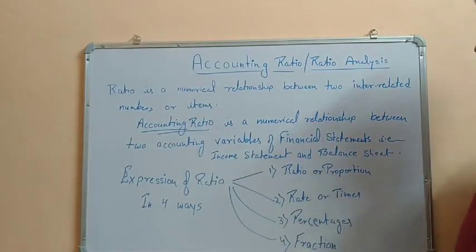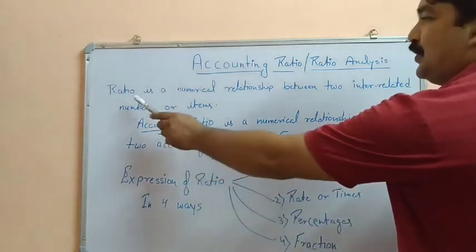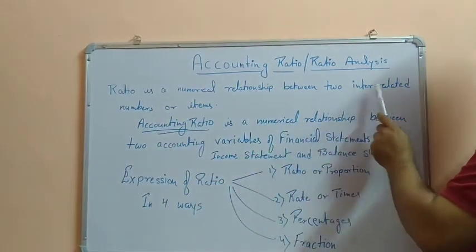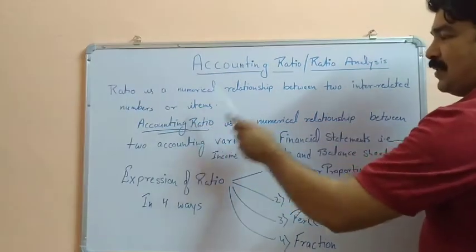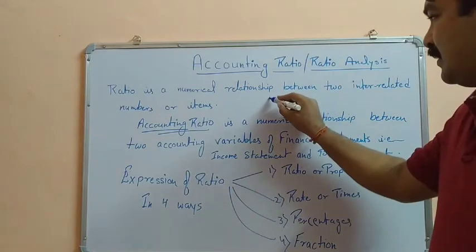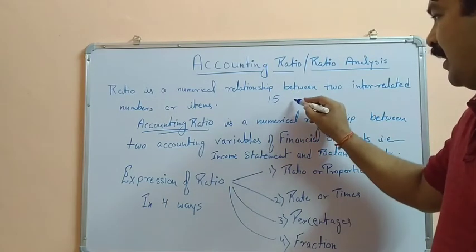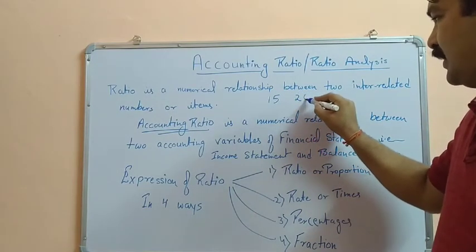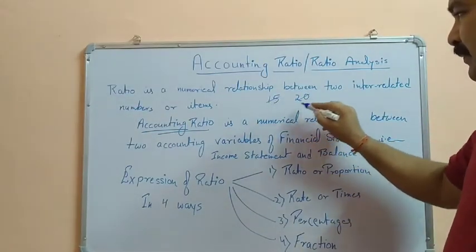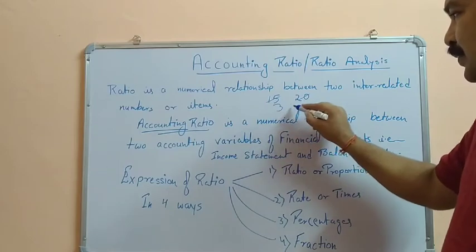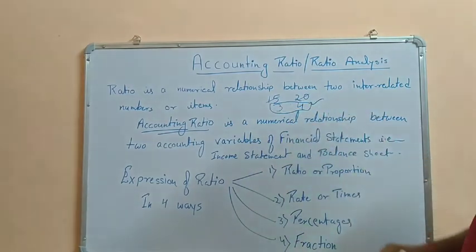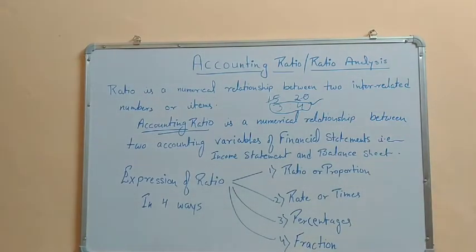What do you mean by ratio? First, we have to understand this. Ratio is a numerical relationship between two interrelated numbers or items. Suppose there is 15 and 20. What is the relationship between these? First, you have to convert this into short form: 3 is to 4. The relationship between these two numbers is 3 is to 4. I hope you have understood what a ratio is.